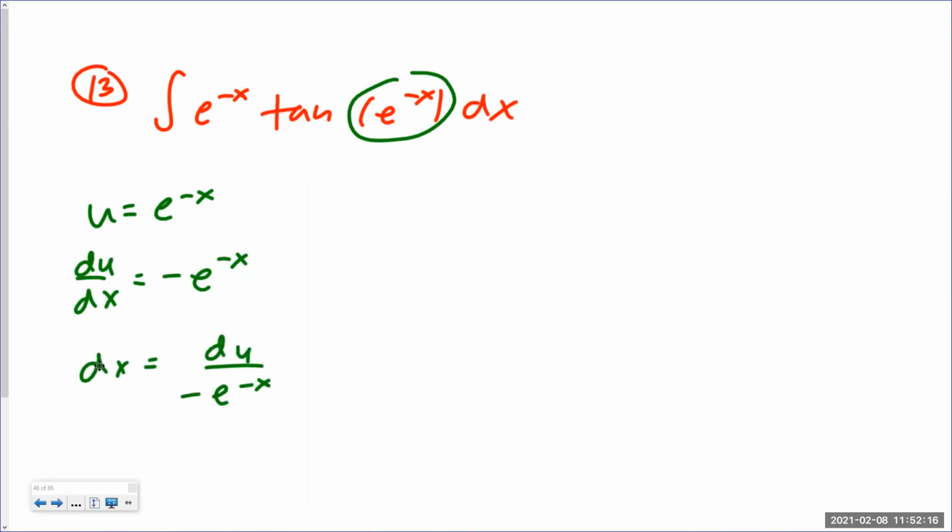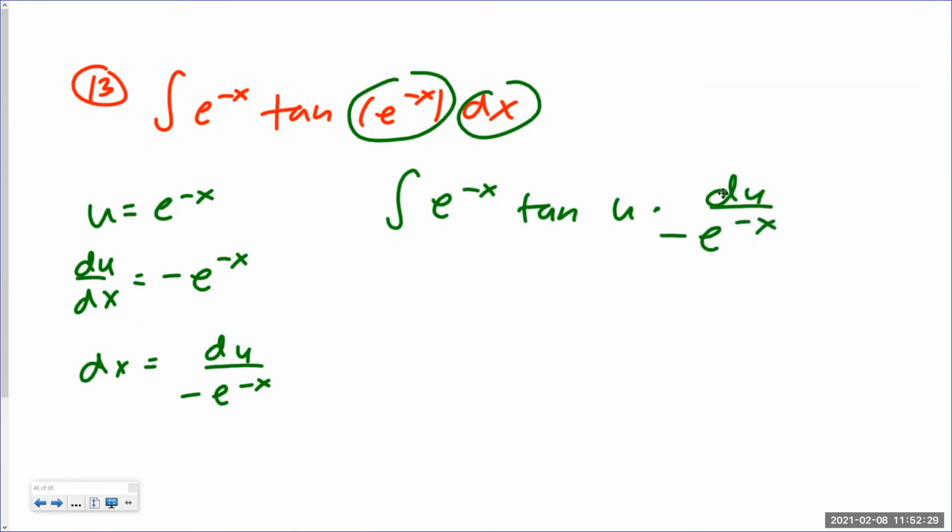I'm going to substitute two things. I'm going to substitute my u, and I'm going to substitute my dx. So what I get is an integral of e to the negative x tangent of u times du over negative e to the negative x. And I ask myself the question, do my x's cancel out? Do they? Yes, but what do I have left? Do you see the scalar I have left? Negative 1, okay? So I'm going to pull out that negative 1, and I get the integral of tangent u du.